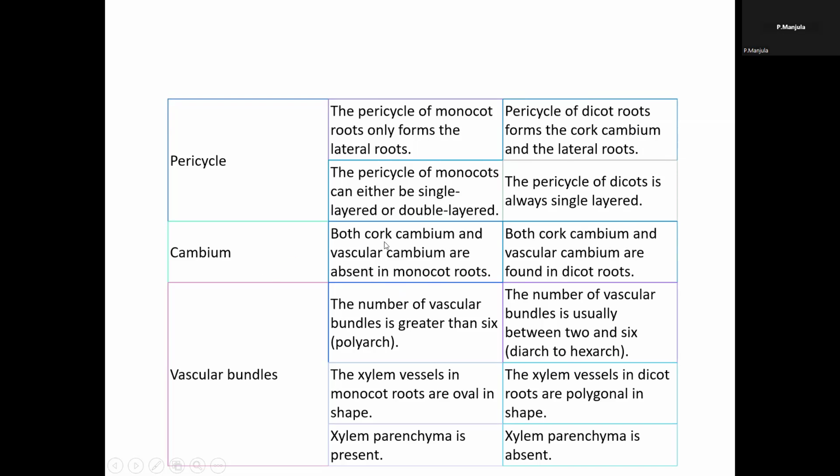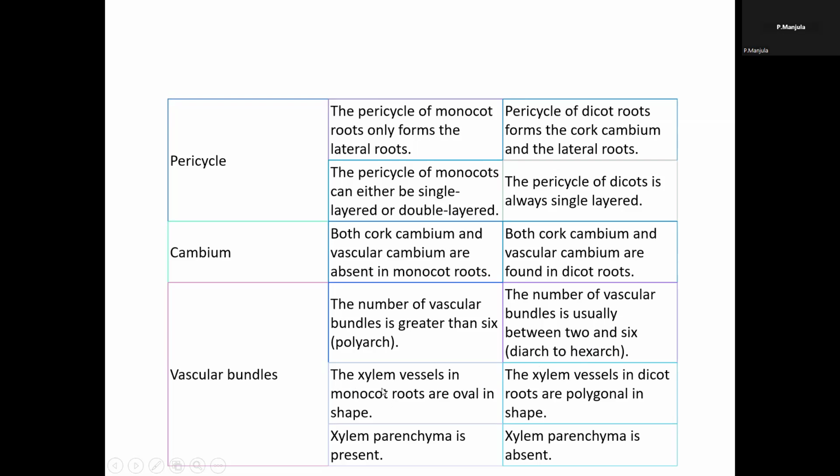Next one is the cambium, that is cork cambium or vascular cambium, which is absent in monocot roots, whereas both cork cambium and vascular cambium are found in dicot roots. Next difference is in the vascular bundles. The number of vascular bundles in monocot roots is greater than 6, that is polyarch condition, whereas the number of vascular bundles in dicot roots is between 2 to 6 only, that is diarch to hexarch.